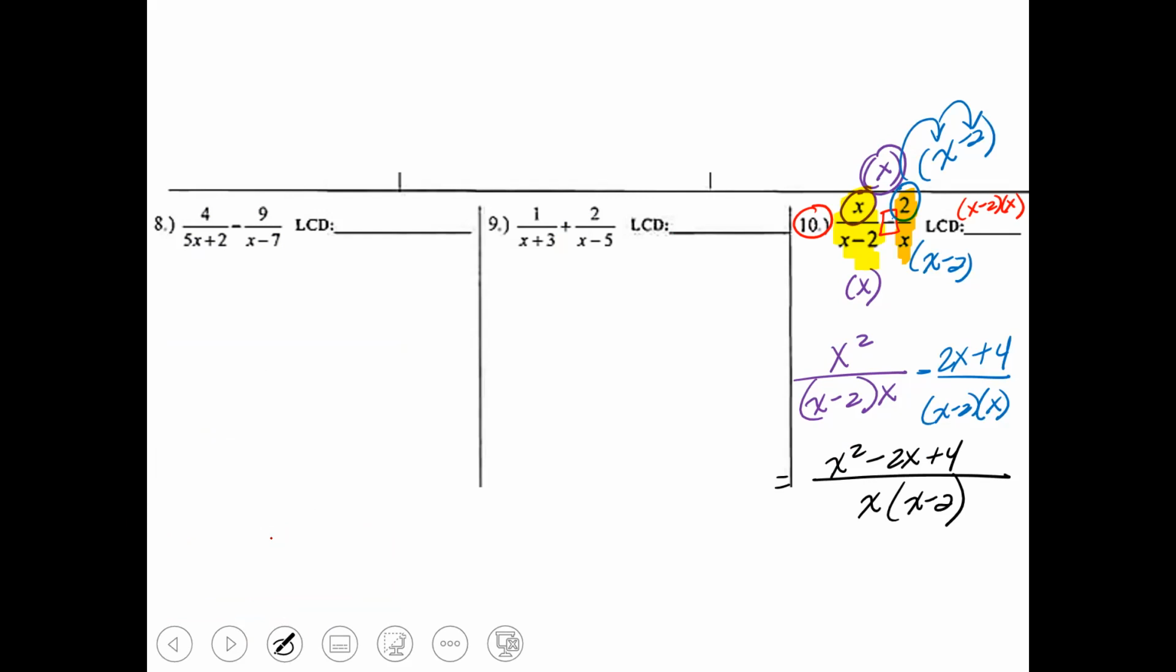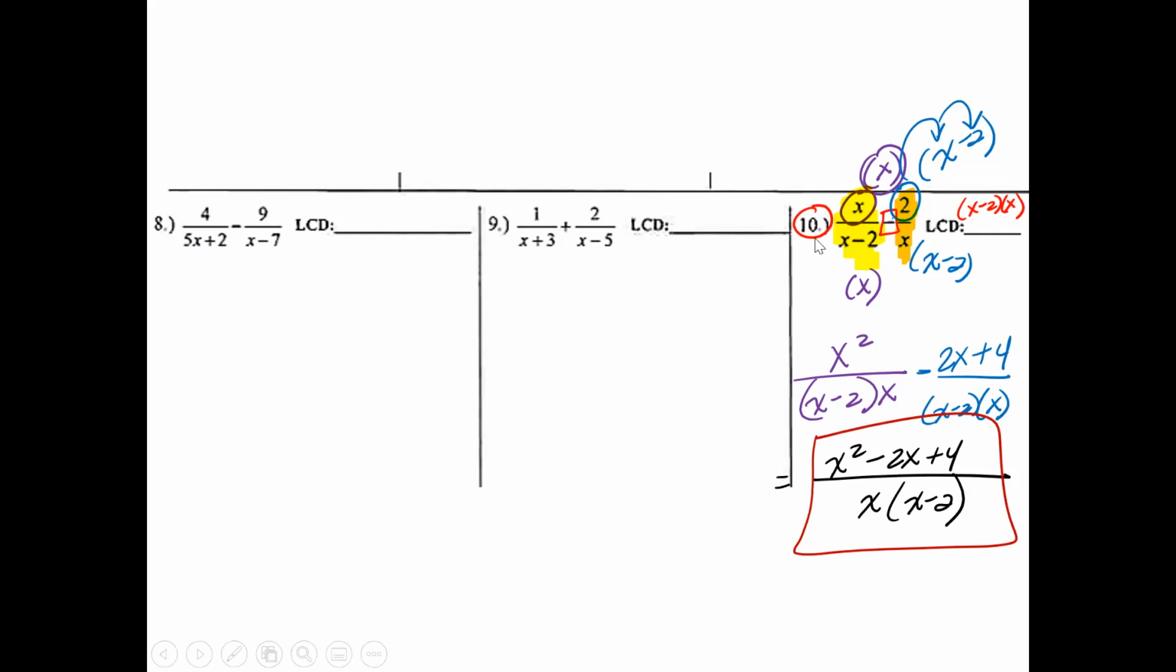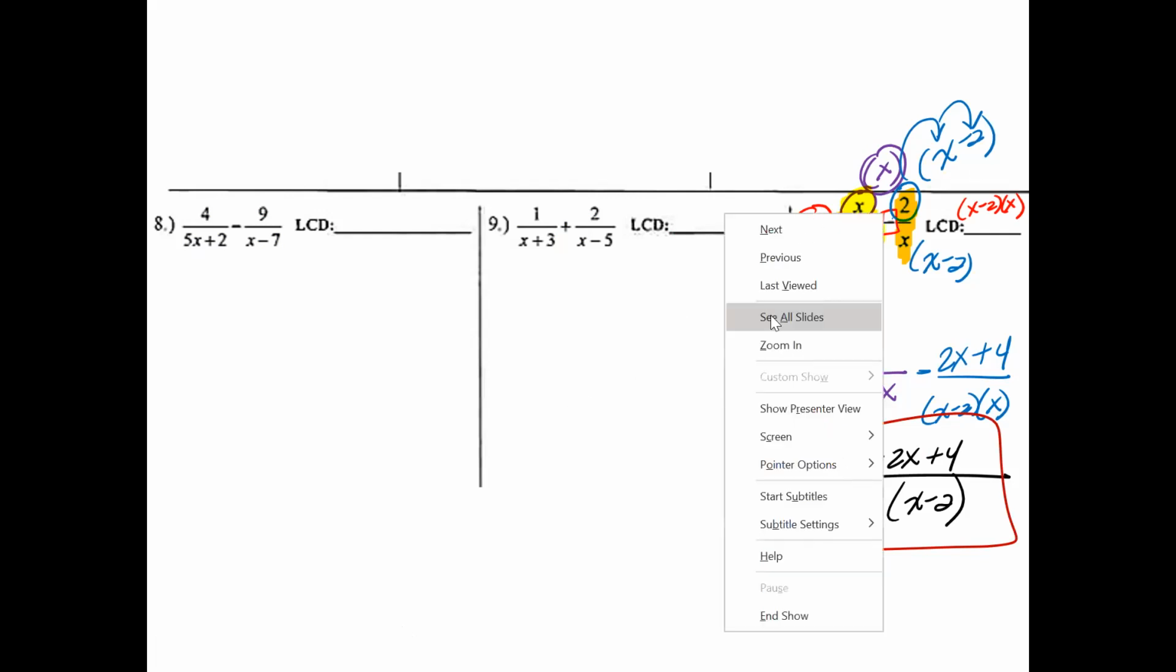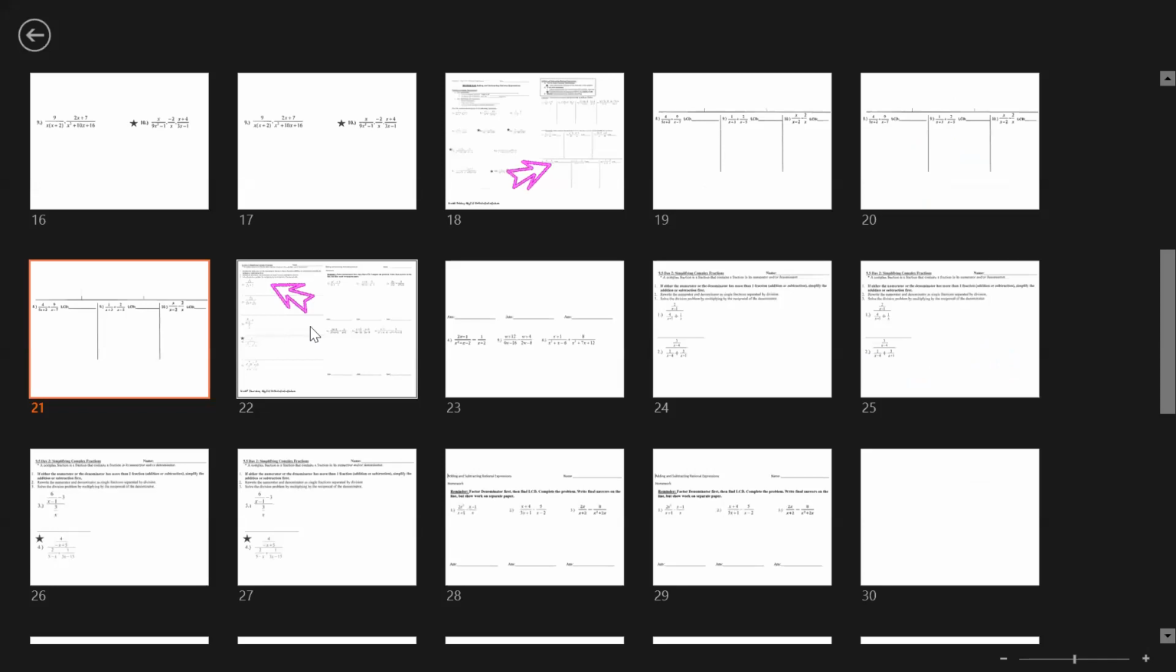You actually can't factor that out. I thought maybe you could, but I'm like, no, you can't. Let me just make sure I did everything correct. No, that's correct. Okay. And that's your answer. And that's it. So you have finished your 10th one. So that is how you add and subtract fractions.